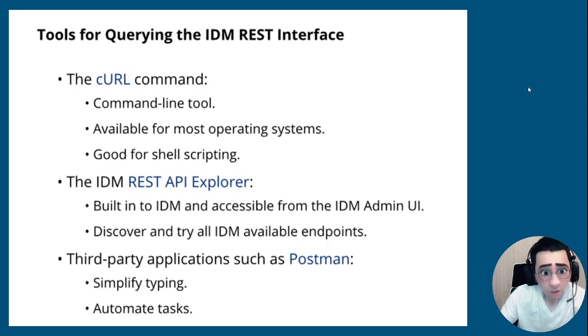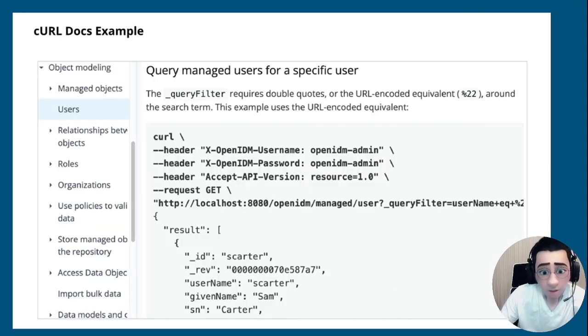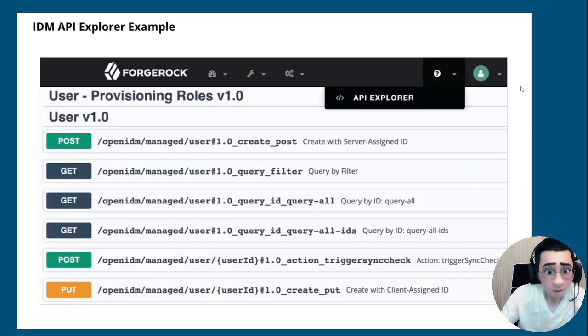In this section, it is explaining what kind of tools you can use for querying the IDM REST API. You can use CURL, REST API Explorer, and the Postman I just demoed in the previous video. And this is just a sample of how we do a CURL request. An IDM API Explorer example.